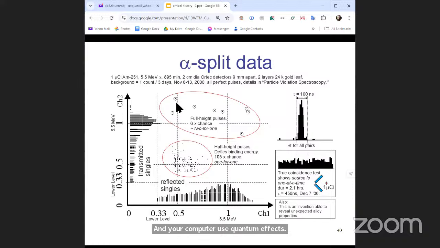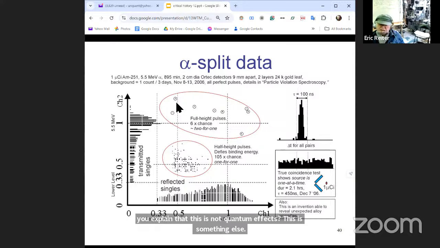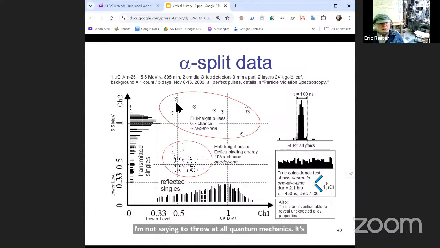Could you explain that this is not quantum effects, this is something else? I just tried to explain that. Most everything is easily explained with quantum mechanics. I'm not saying to throw out all quantum mechanics. It's not like that at all. It's to explain some hidden extra properties that make it look like we're in a world of ghosts. And so it's not ghosts. There's something else going on. So I think that's what you're getting to.